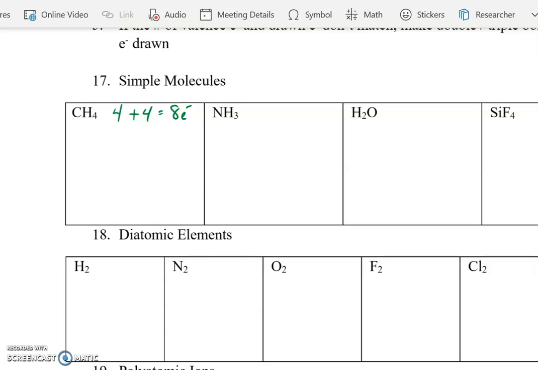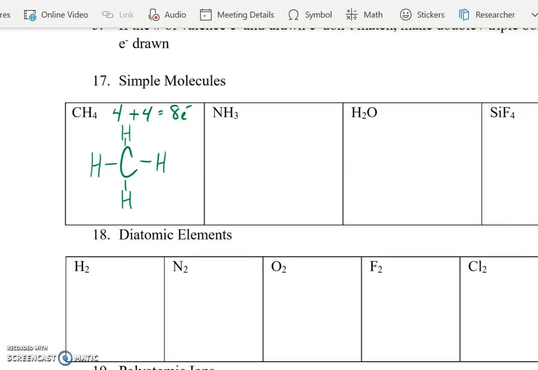Next up, we put our least electronegative atom in the middle, often carbon, so carbon goes right in the middle. We've got 4 hydrogens, so we're going to put them on each side. And we're going to draw single bonds between each of these atoms and the central atom, just like this.